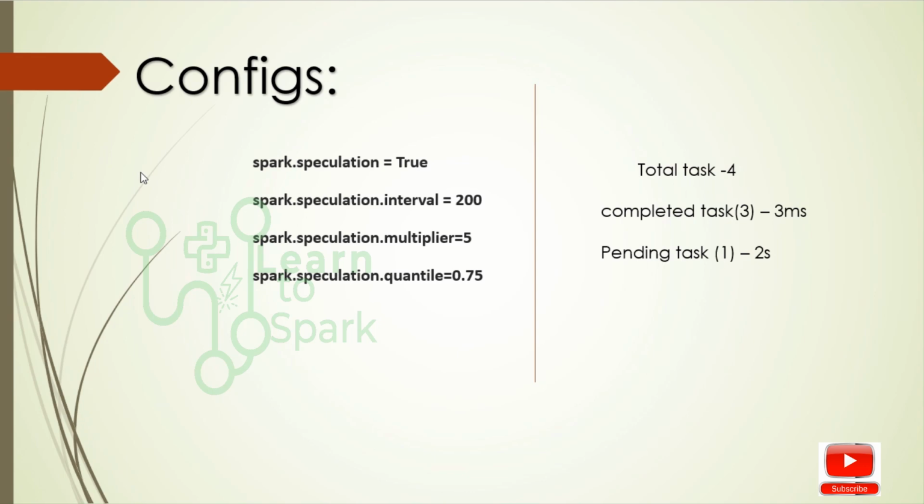Here if you see, we have a median of the completed tasks as 3 milliseconds, and 5 times the completed task median will be 15 milliseconds, but our pending task is running for 2 seconds, so automatically our speculative mode gets enabled. And spark.speculation.quantile is the percentage of completed jobs. Of a total of 4 jobs, we have 3 jobs completed, so 75% of jobs got completed and only one task is pending, so 0.75 is nothing but 75%. So our speculative execution gets enabled.